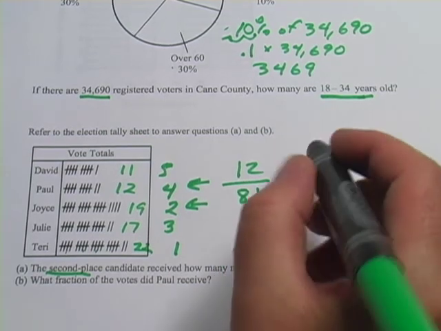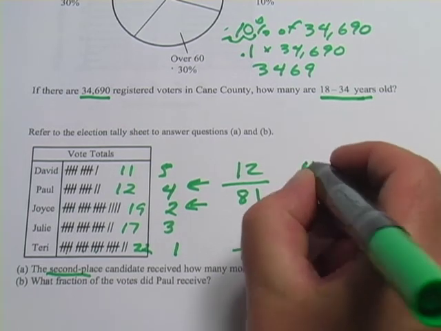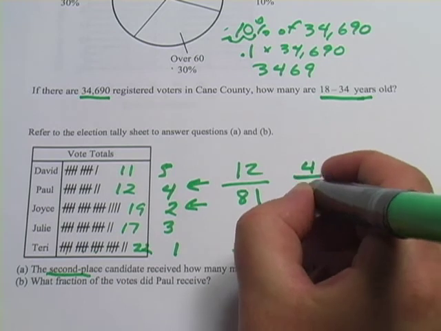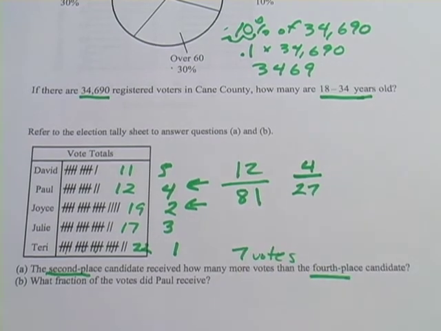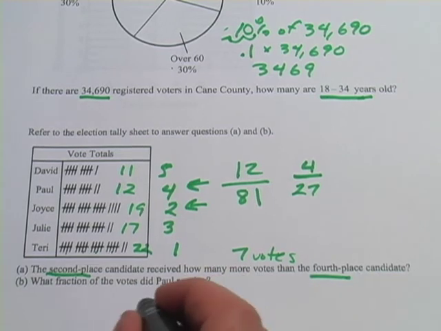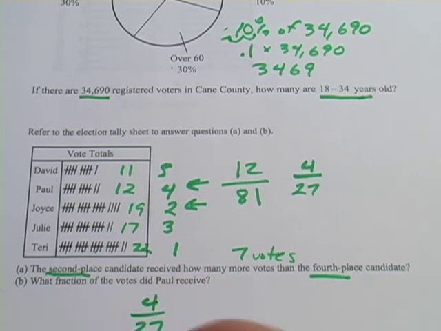And I think I can take a 3 out of both of those. So taking a 3 out of 12 would be 4. Taking a 3 out of 81 would be 27. And I don't think they have any more factors in common. So the fraction of votes that Paul received would be 4/27.